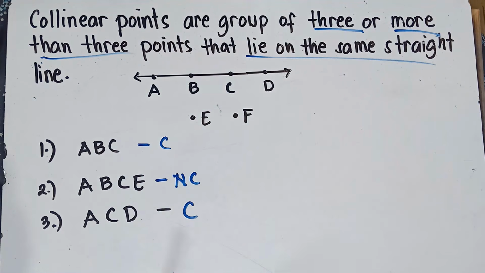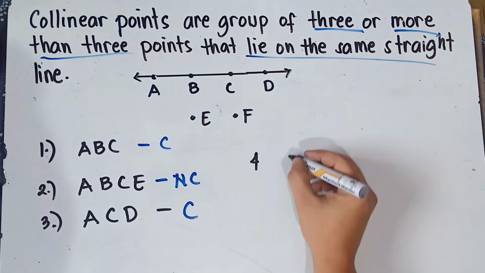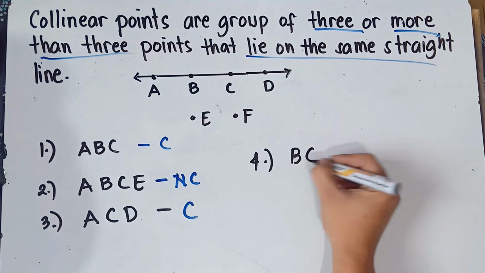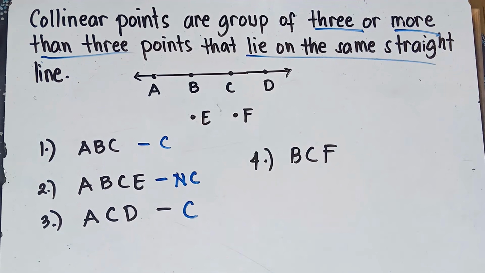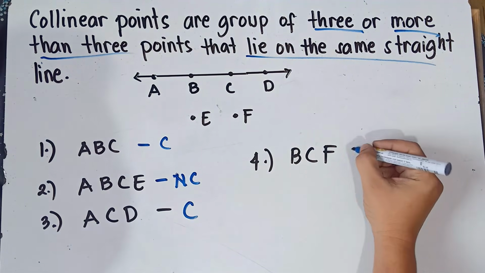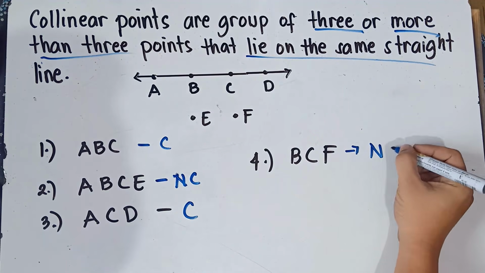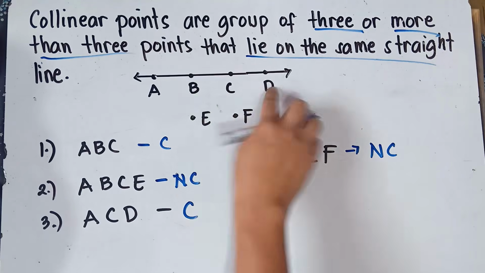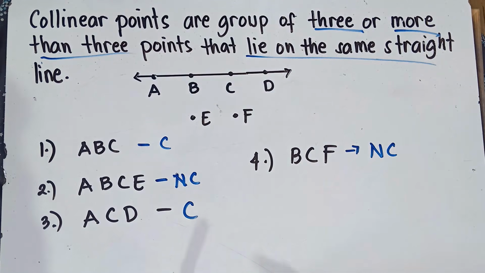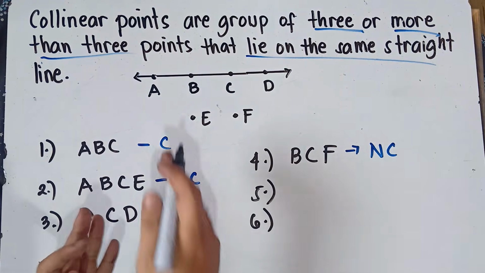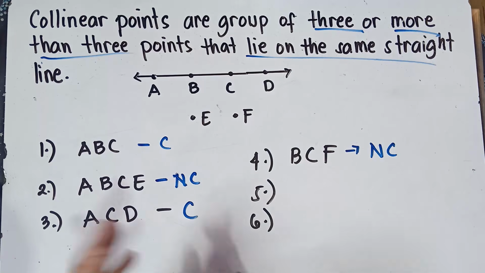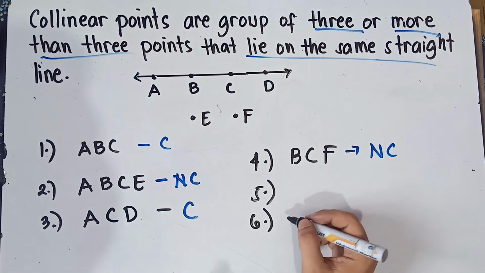Last example, if I will say points B, C, and F, is it collinear points or non-collinear points? That's correct. It should be non-collinear points. Why is that, sir? Because this F doesn't lie on the same straight line. So you try this one, class. Number 5 and then number 6, you write C if it's collinear, and NC if it's non-collinear. You put your answer in the comment section down below.